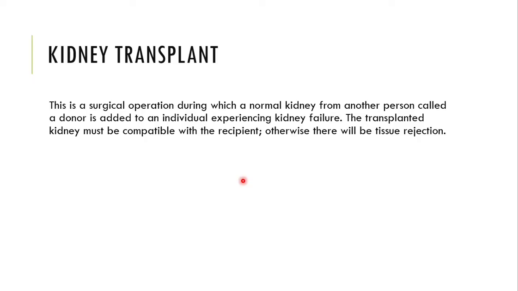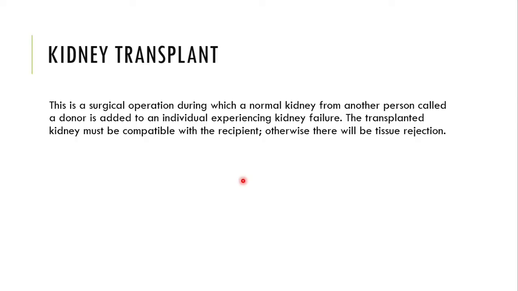So it's a surgical operation, and during this operation, a normal kidney is taken from another person who is called a donor, and it is added to an individual who is experiencing kidney failure. The individual who is receiving this normal kidney is known as a recipient. Then the person who is giving out their kidney is known as a donor.